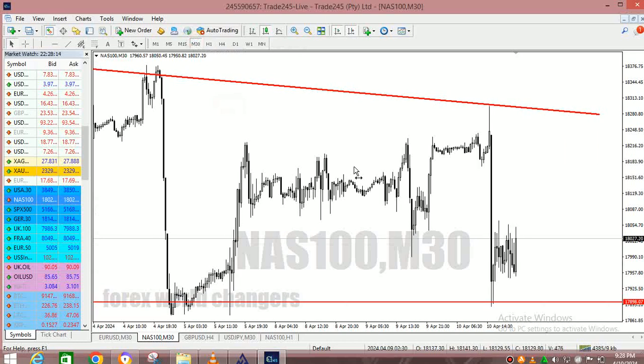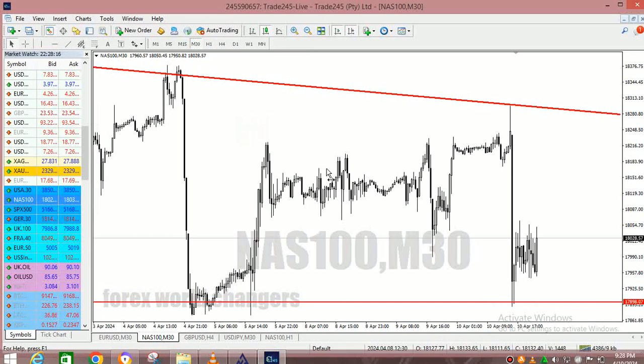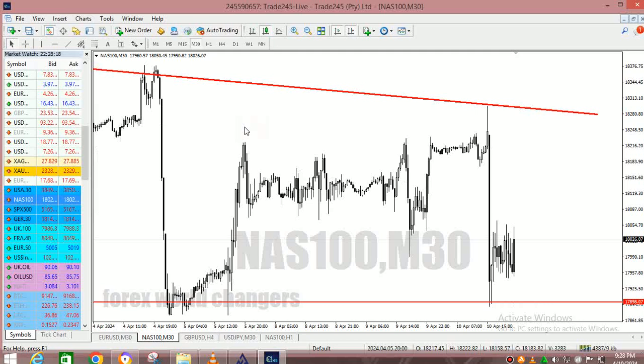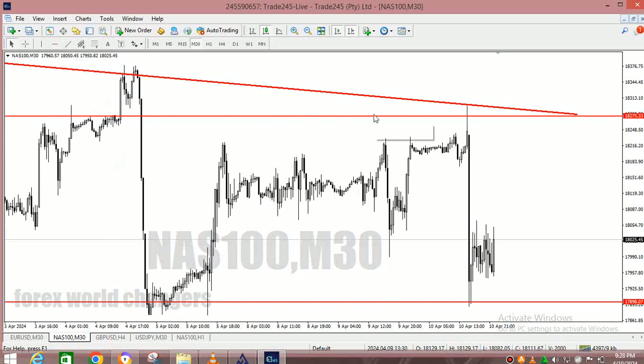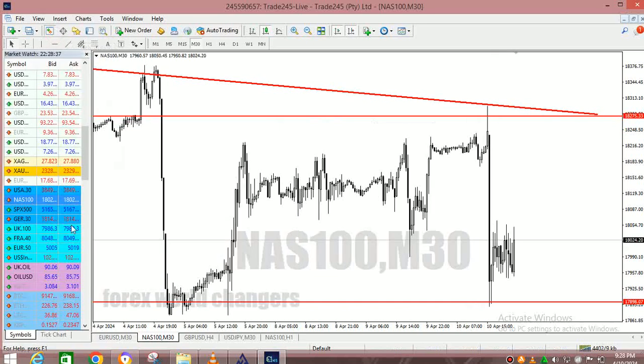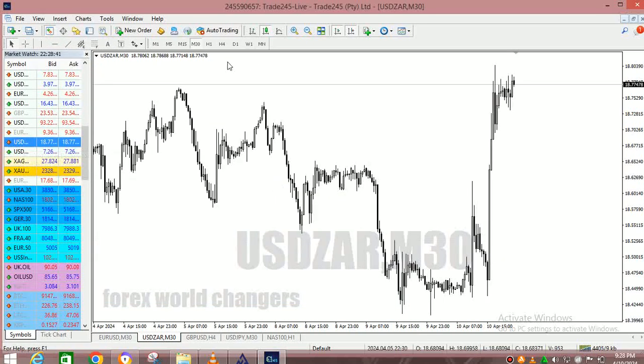So let us see this QML that happened here. If you got this Quasimodo, this wasn't a very clear shoulder, but this shoulder here, this was the shoulder, and then this was the head. So if you got in at this point, probably you would have taken it, but I wouldn't have taken it because it wasn't a very good setup. So there's nothing on the Nasdaq. Let's just pass and go for the USD ZAR because I saw a setup on the USD ZAR.